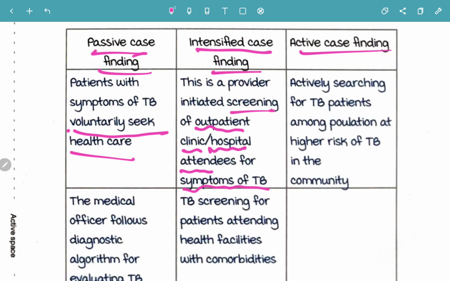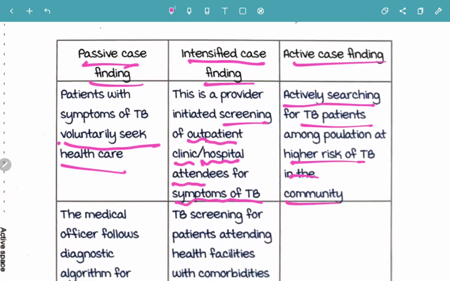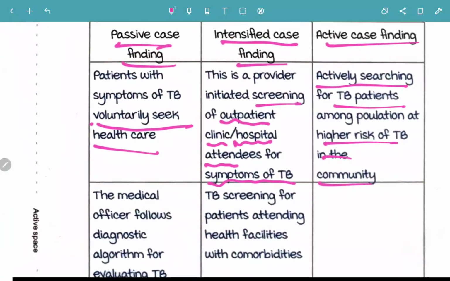Next is active case finding. Active means what? We are actively screening for TB patients among the population at higher risk of TB in the community. So all the population which is at higher risk of TB in the community, we will be actively searching for TB patients among that population. That active searching of TB patients is known as active case finding.